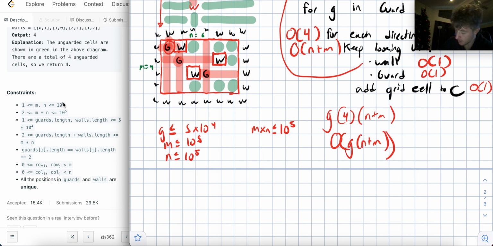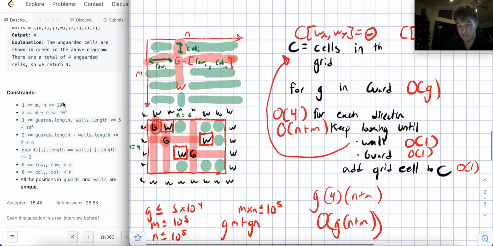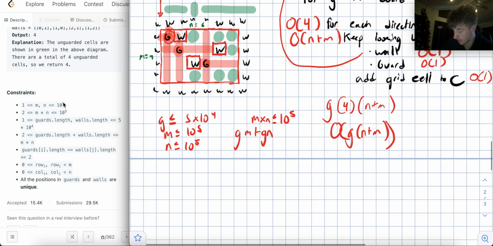So that means you could get GM times... I'm going way too far into the math here, trying to figure out what's the optimal solution, because this way might actually be a little bit slower now that I'm looking at it, right? Because that could be GM plus GN, 5 times 10 to the 4. So this could be 10 to the 9, which far exceeds what's possible.